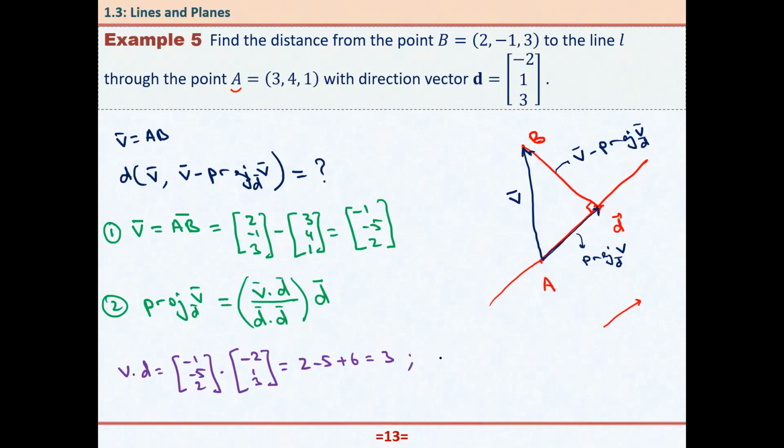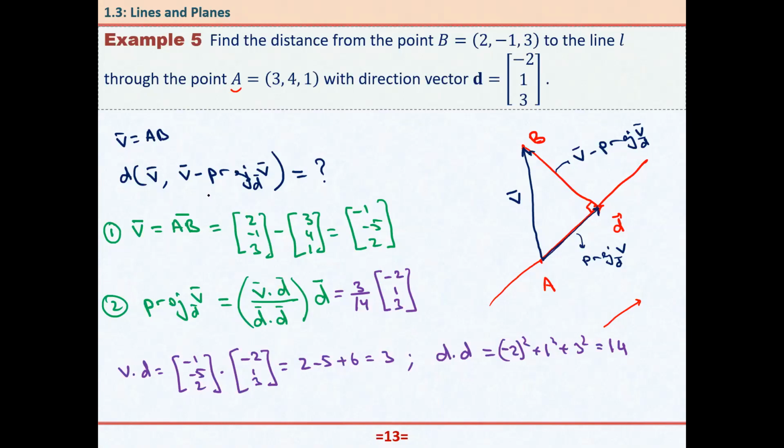In a similar way, we can evaluate D dot D, which is -2 squared plus 1 squared plus 3 squared, which is 4 plus 1 plus 9, so that's equal to 14. So here we have 3 over 14 times vector D. What is vector D? Its components are -2, 1, and 3. I can just write this inside, it doesn't matter. So in this way, we identified the projection.